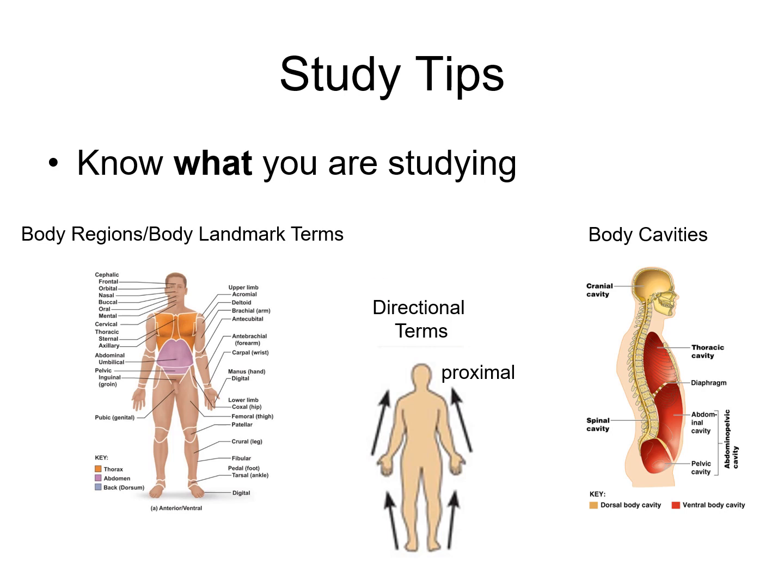If I ask for a directional term, the answer cannot be acromial or deltoid or thoracic. If I ask for a body region or landmark term, the answer cannot be transverse or sagittal, because those are sections. And I get students who give answers that have been disqualified by terms in the question, right? So make sure that you know what you're studying.